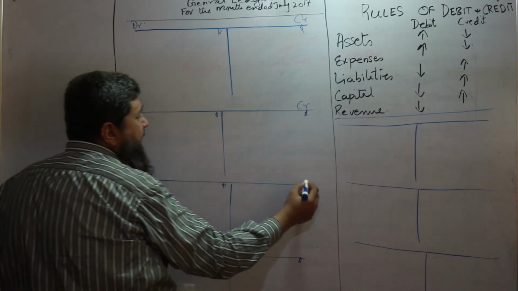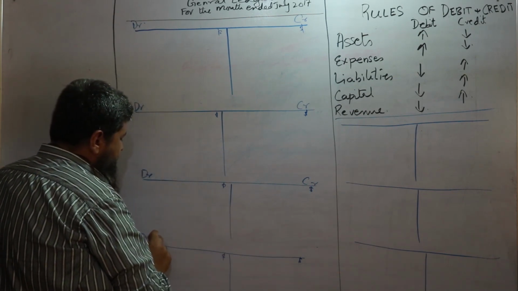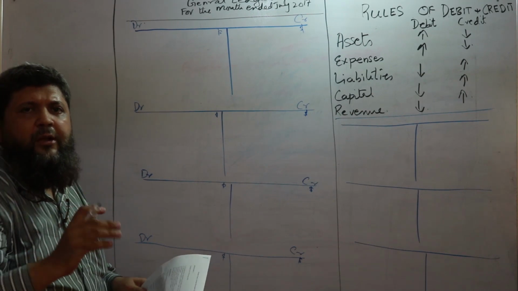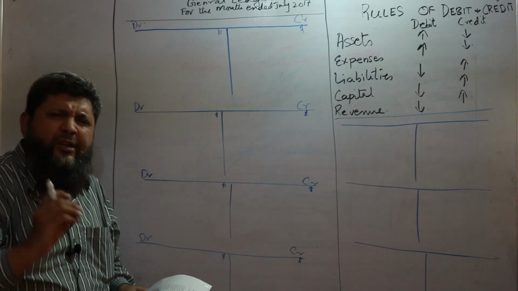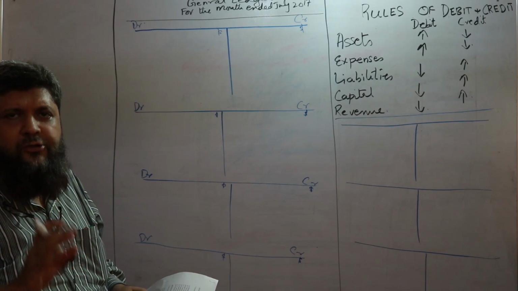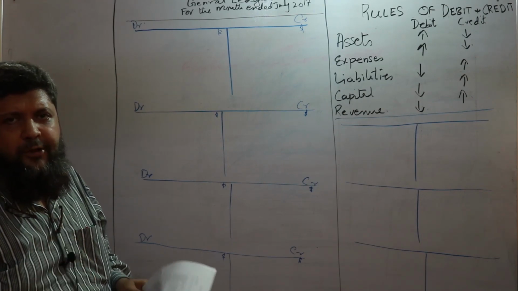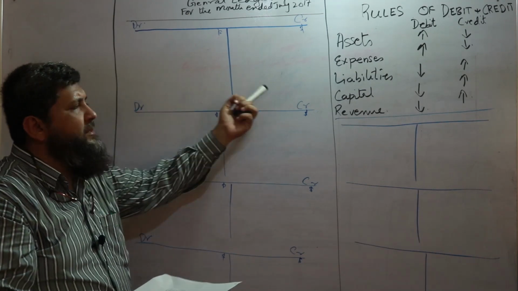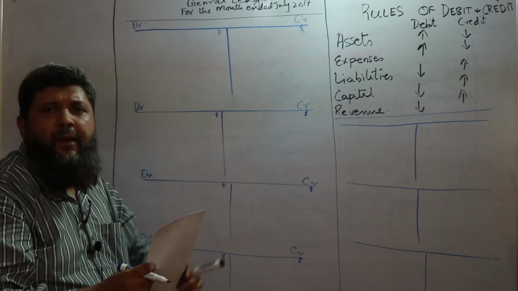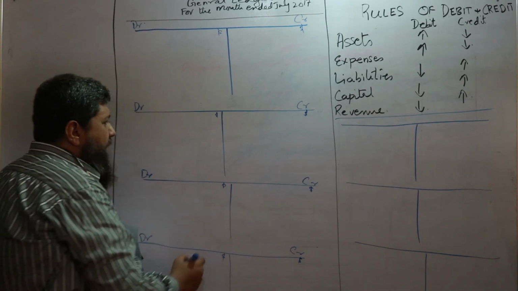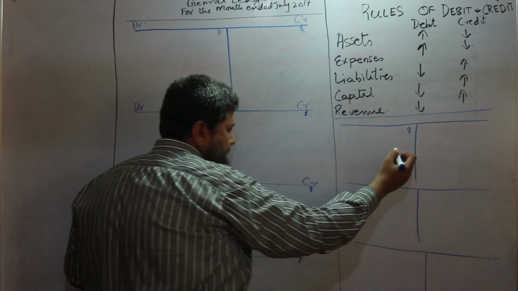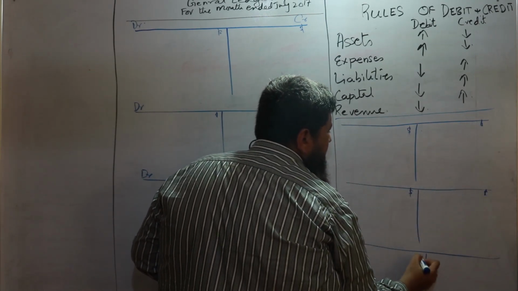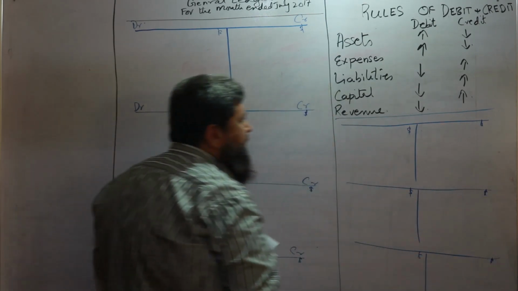Every T account has two sides, debit and credit, and there is no meaning of debit and credit, by the way. You should not assign any meaning to the term debit or credit. You should learn this as: left hand side is debit and right hand side is credit. Here we will write currency. In Cambridge, dollar is used.